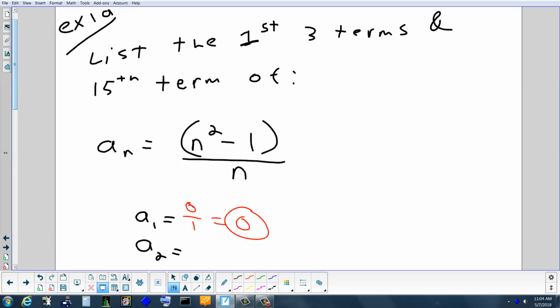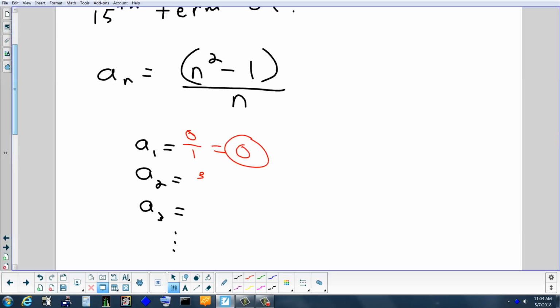Second term, I plug in 2. Caitlin, what's 2 squared? 4. Minus 1? 3 over 2. So the second term of this sequence is 3 over 2, or 1.5. Ezekiel, how about my third term? What's 3 squared? 9. Minus 1? 8 divided by 3. So my third term is 8/3. If you notice here, the numbers aren't getting smaller each time.